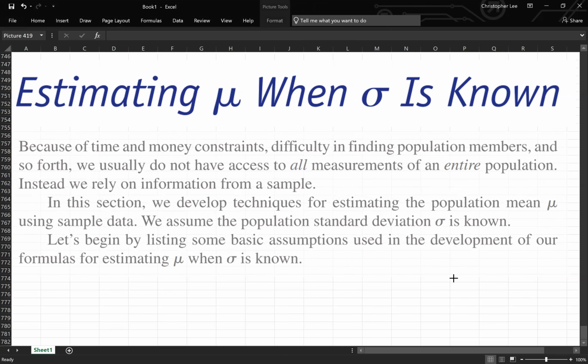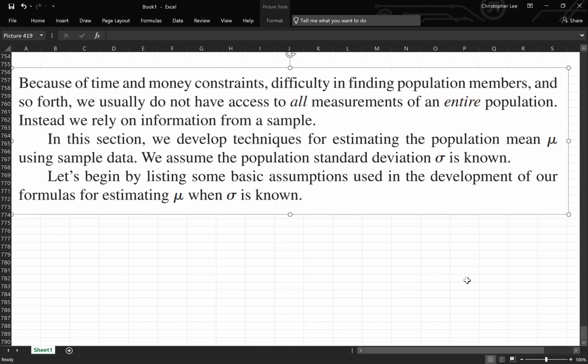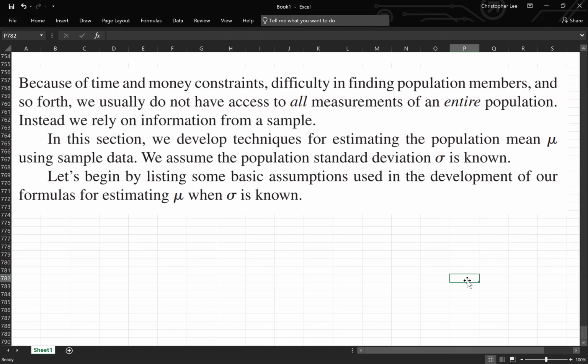This is what we're getting into right now. I don't even like that title, I'm just going to pull that off. Because of time and money constraints, difficulty in finding population members and so forth, we usually do not have access to all measurements of an entire population. Instead, we rely on information from a sample. In this section, we develop techniques for estimating the population mean mu using sample data. We assume the population standard deviation sigma is known. Let's begin by listing some basic assumptions used in the development of our formulas for estimating mu when sigma is known.